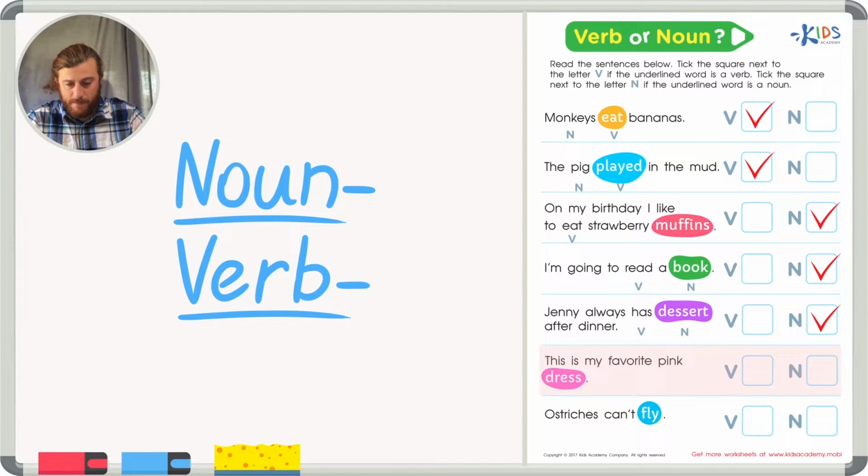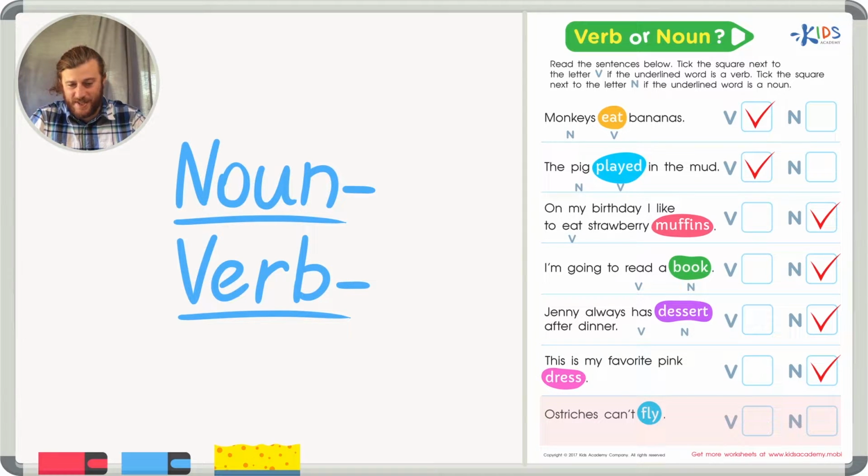Our sixth sentence reads, this is my favorite pink dress. Dress is the underlined word. Is dress a person, place, or thing? Or is it an action word, like something somebody does? Well, dress is a thing. It's something somebody wears. So dress is a noun.